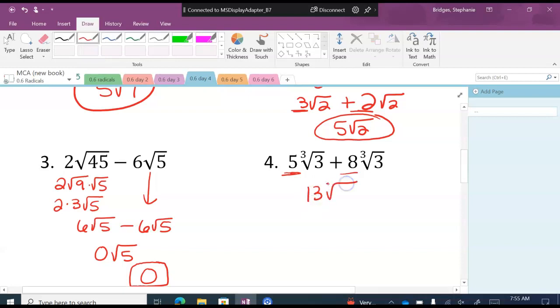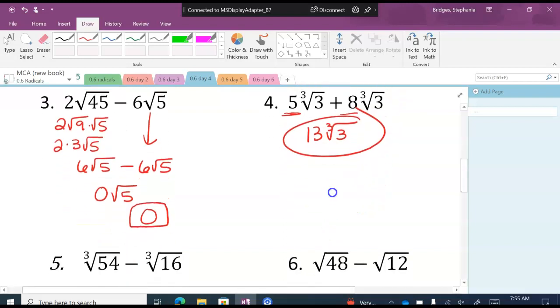There we go. 13. And the cube root of 3 is just going to stay the same. The index doesn't change in the radical. Everybody okay there? All right.